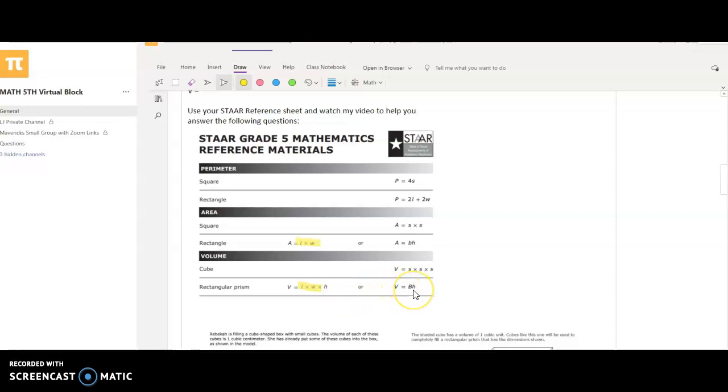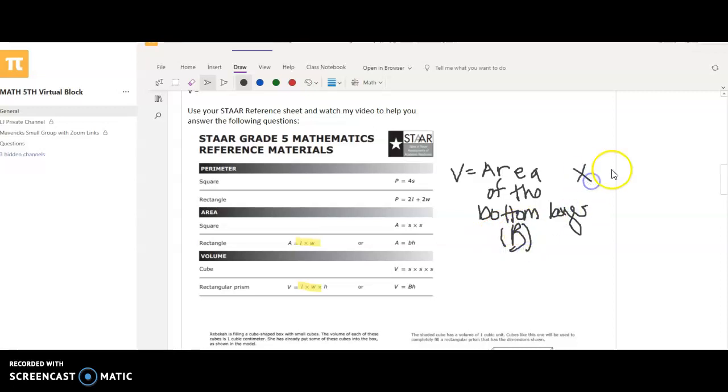V equals BH. That is really just a very fancy or shortened way of saying that volume is equal to the area of the bottom layer, which is the B, times the number of layers we have, or our height, which is noted by the H.